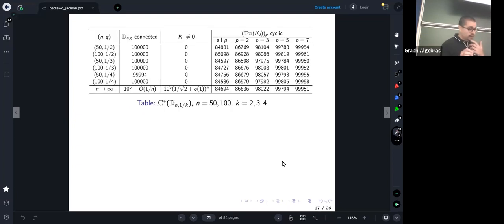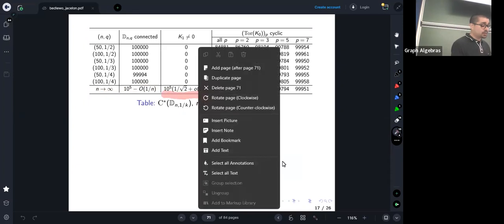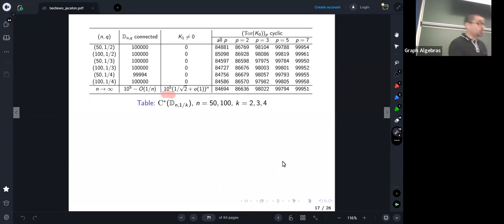Okay, so here is some data. So these are these Bernoulli digraphs where n is either 50 or 100, and the edge probability is a half or a third or a quarter. Okay, and at the bottom here, I have the limiting probabilities as n tends to infinity. So we would expect, as I said, most of the graphs to be connected. We would expect the probability that K1 is non-zero to be going to 0.